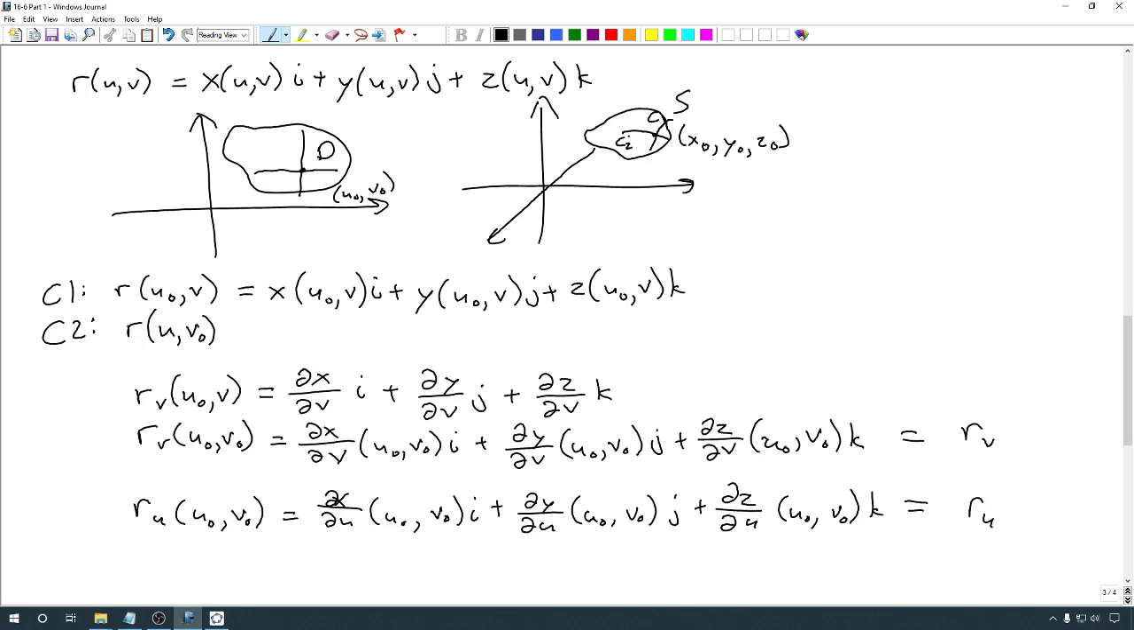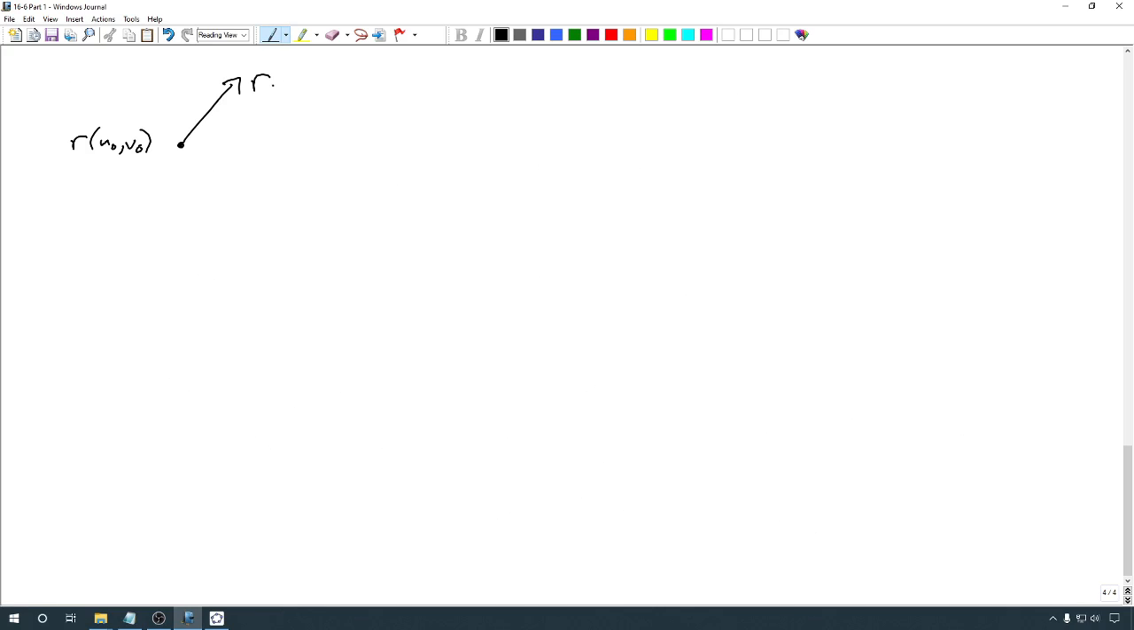If we make a more zoomed in picture of our surface, we have our point here. This is r of u naught, v naught. And maybe we have one vector coming off here. To keep in the same format that we have here, I said C1 was the one that goes like that, and that was the one that gave us r_v. So we could say this one is the vector r_v following that curve.